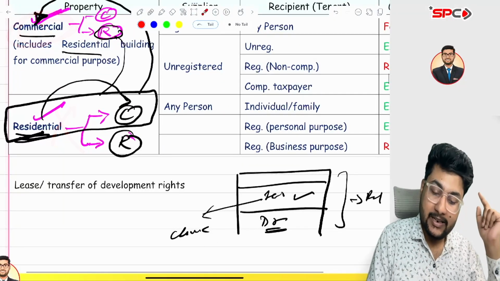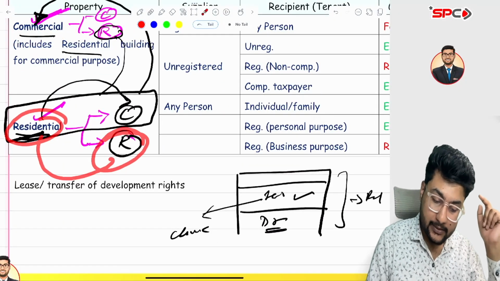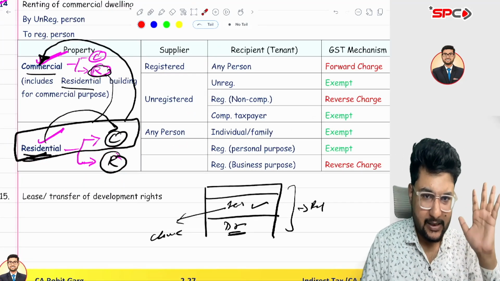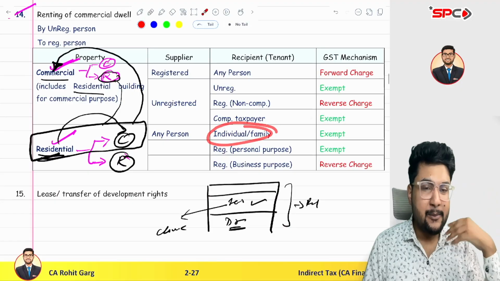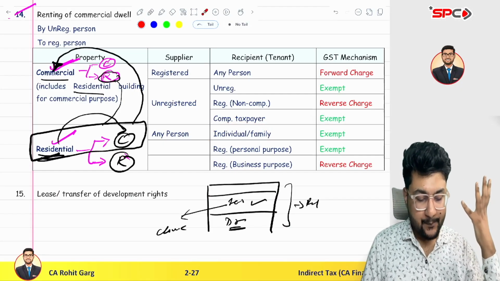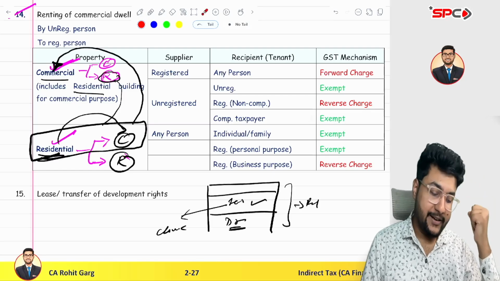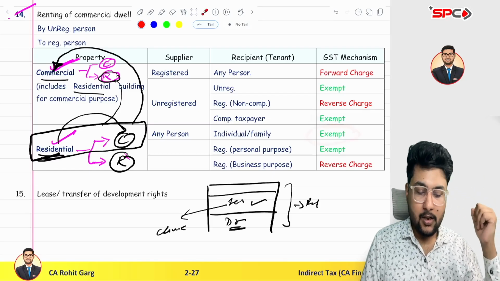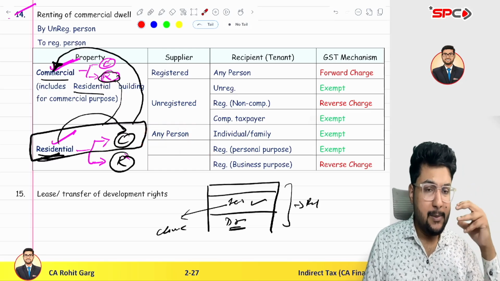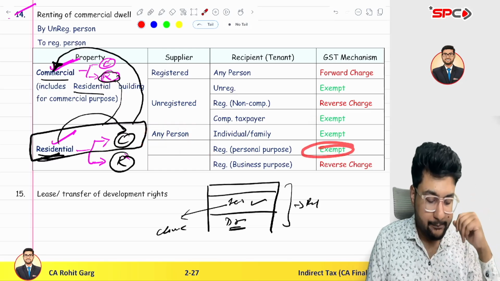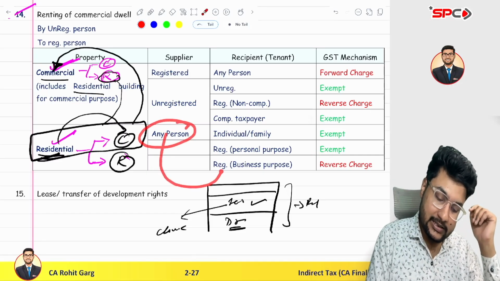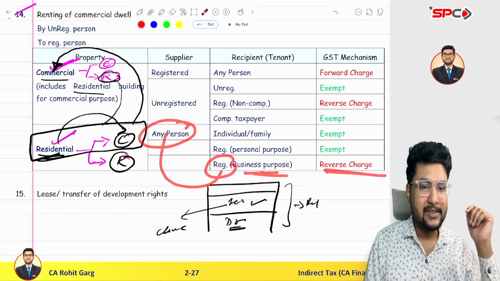So now let's talk about residential property for residential purpose. If any person takes it, the supplier doesn't matter because the property is for residential purpose. Mostly any individual or family is taking it. Suppose I shifted to Chennai, and I have taken a room on rent. In that case, it is exempt. Even though I am registered, if I am taking it for my personal residence, then also it is exempt. But any person who is taking it for registration and business purpose, then it is covered under RCM.